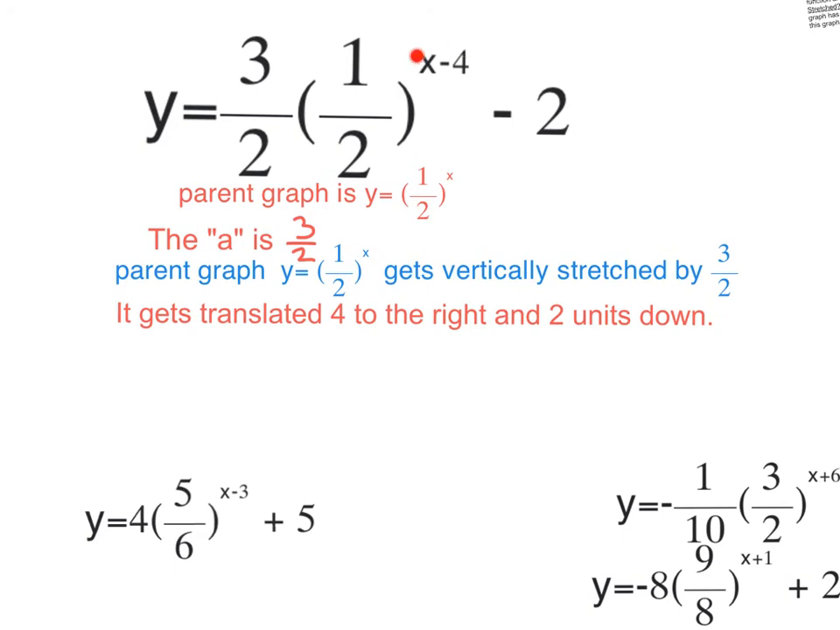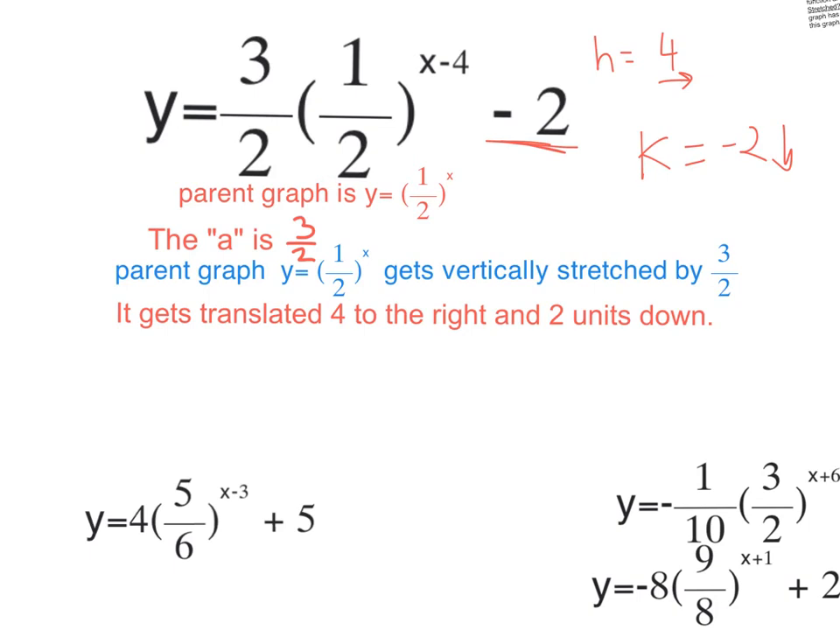Translated 4 to the right and 2 units down. How did I get 4 to the right? You have to think h, which is opposite of -4. So the h value is really positive 4, which means 4 to the right. The k value is -2, which means that you take it for what it is, which means it's going down 2 units. So that gives you your translations of 4 to the right and 2 units down. And all of this stuff that we're saying right here, guys, is giving us an exact transformation from the original y equals 1/2 to the x to the new entire function, right?